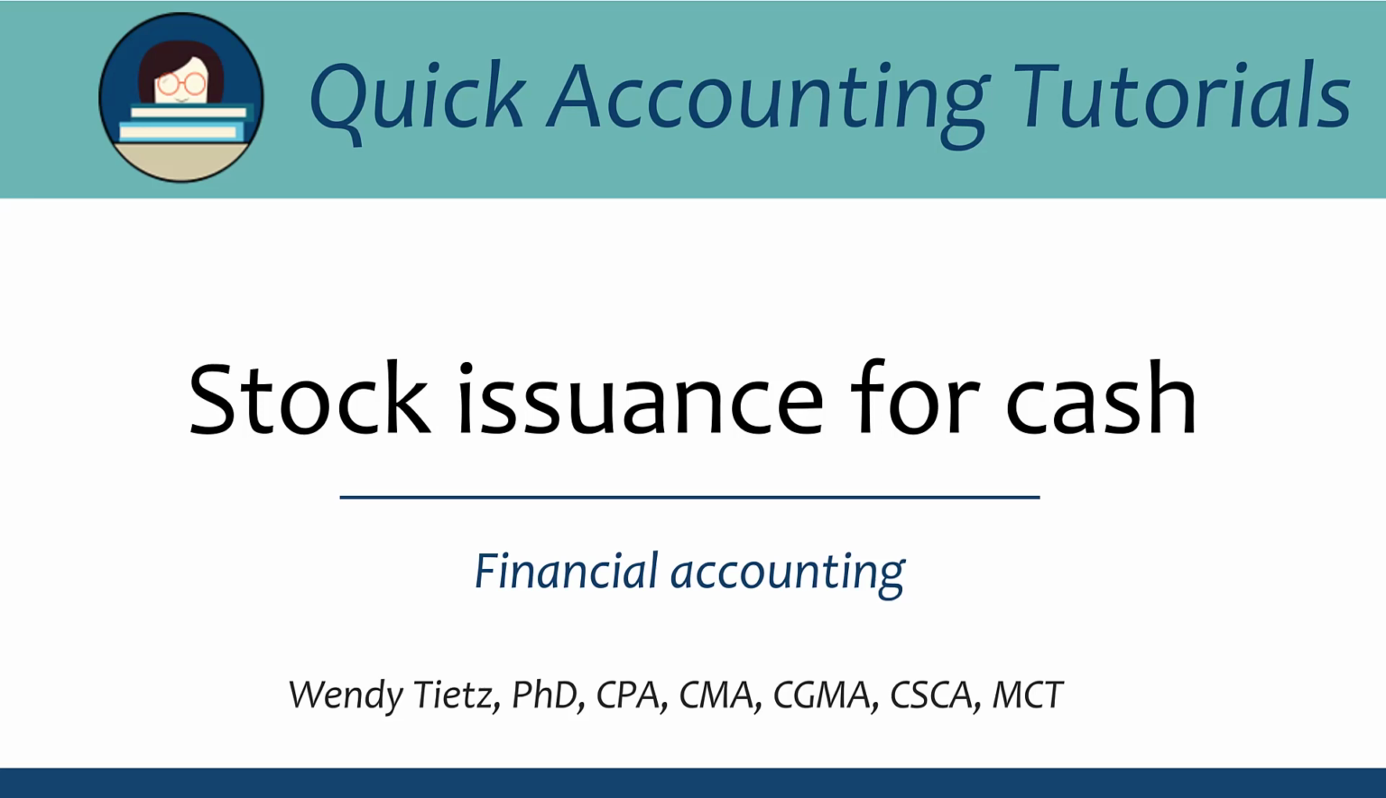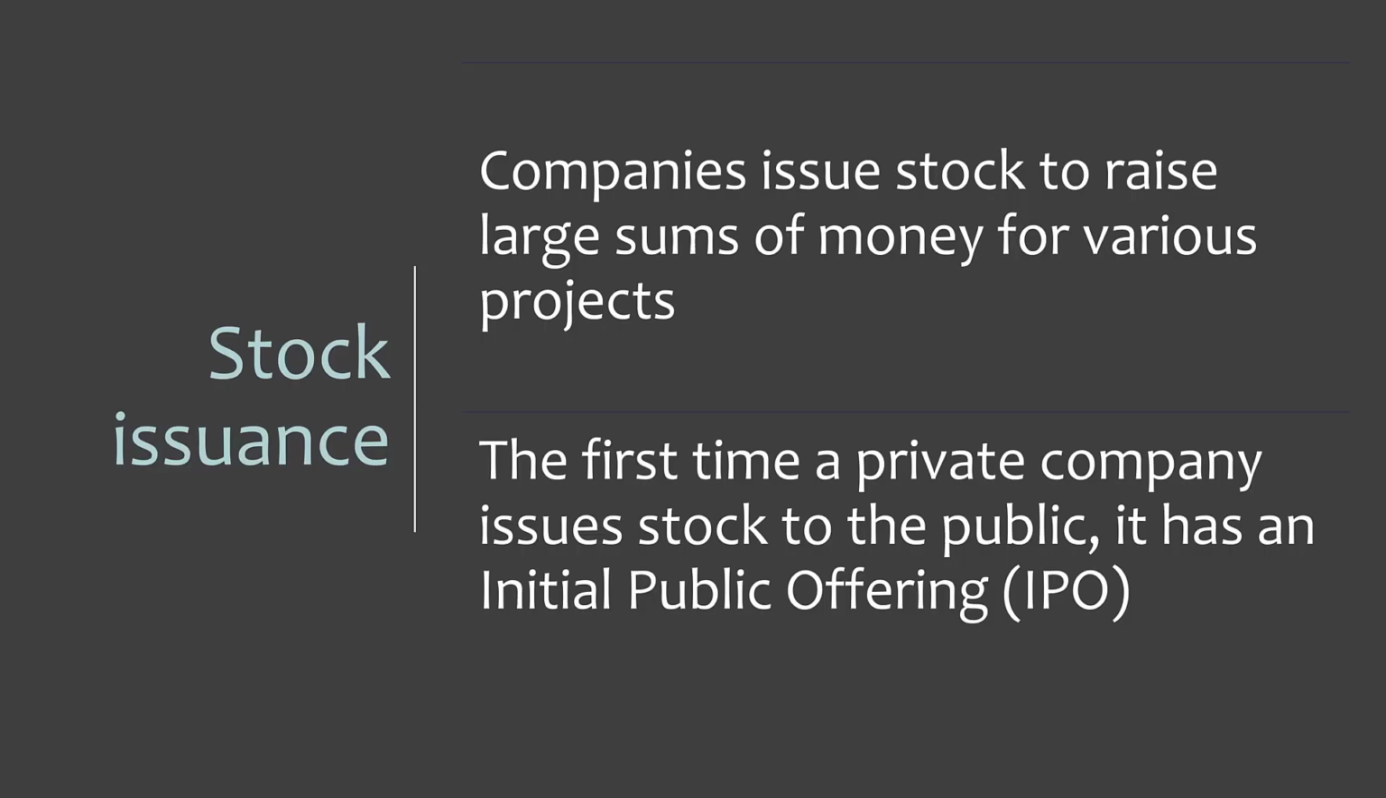Welcome to this quick tutorial about stock issuances for cash. First of all, why do companies issue stock? Basically, they issue stock to raise large sums of money for various projects. The first time a private company issues stock to the public, it has an initial public offering, or an IPO.